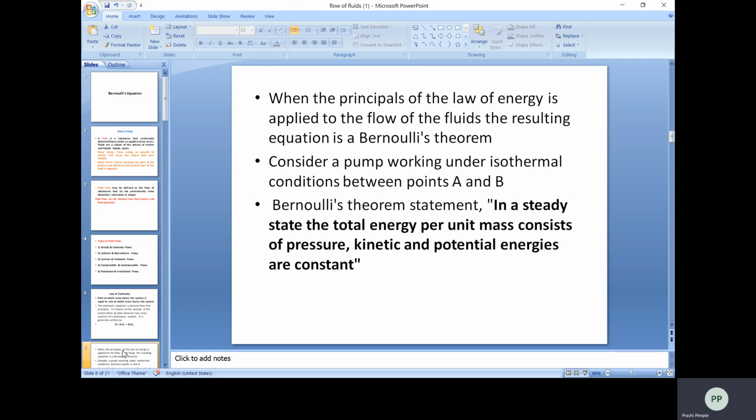Now moving ahead, as we have said earlier also, when the principle of law of conservation of energy is applied to the flow of fluid, the resulting equation is called Bernoulli's equation or Bernoulli's theorem. Bernoulli's theorem says in a steady state the total energy per unit mass consists of pressure energy, kinetic energy, and potential energy, and the total energy is going to remain constant. That means total energy at inlet is exactly equal to the total energy at outlet.